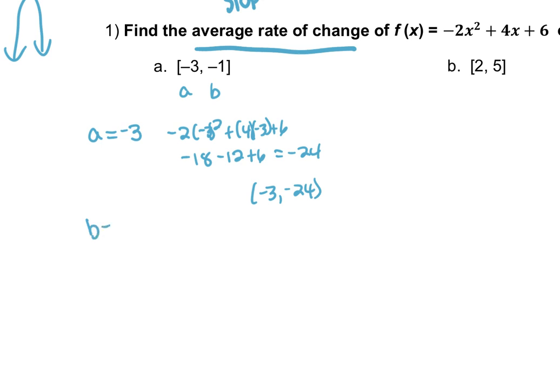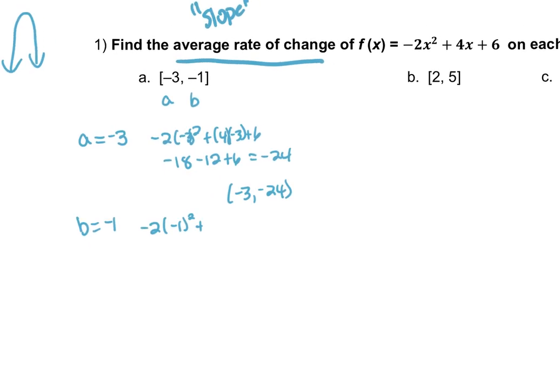Okay, so we've plugged in the first point, and now we want to plug in that second point. So I'm going to call that point B, and we're going to plug in -1 into that equation as well. So -2 times -1 squared. Okay, -1 squared is 1 times -2 minus 4 plus 6. We get 0. Okay, so for our second point, we get -1, 0.